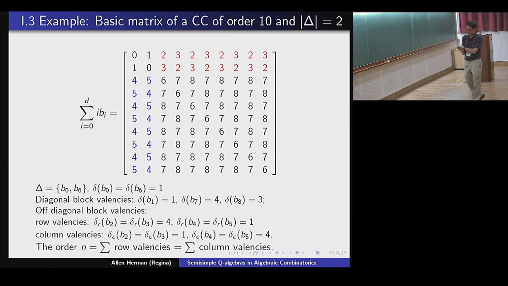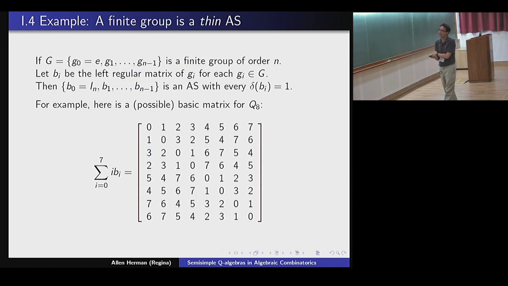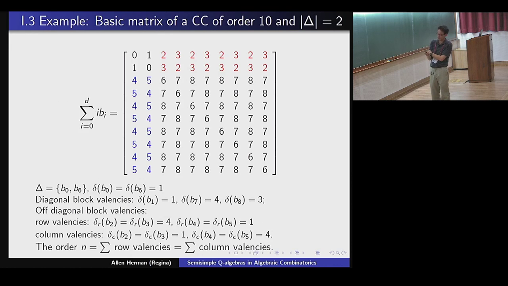Here you have valencies, which are common to the rows and columns when you have an element of one of the association schemes, but they can differ when the elements are in these off-diagonal blocks. Still, the order is just the sum of the valencies. That's natural.